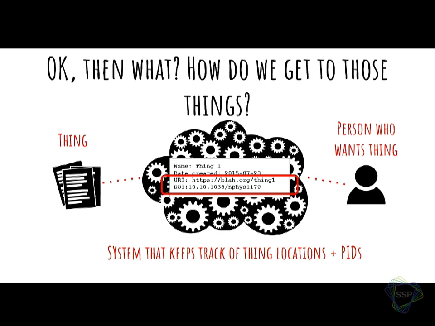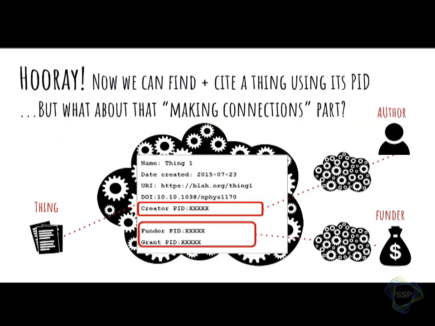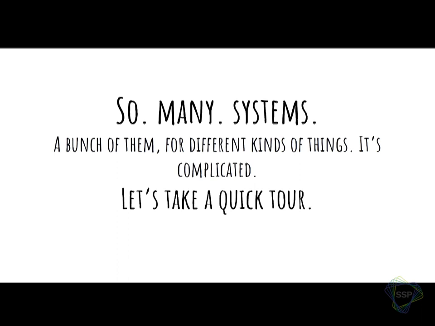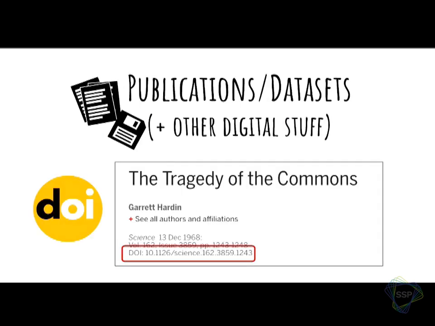All right, so we can find our things and probably cite them, but what about this whole making connections between other sorts of things? So one of the neat ideas about persistent identifiers is inside of that information about the thing, we can usually embed other persistent identifiers that point out to other systems and link things together. So I've used the word systems a lot. There are so many systems, lots of them for different kinds of things. So I'll give you a quick tour through a few of them, and this is not exhaustive, so if I've left out your favorite persistent identifier, I'm sorry.